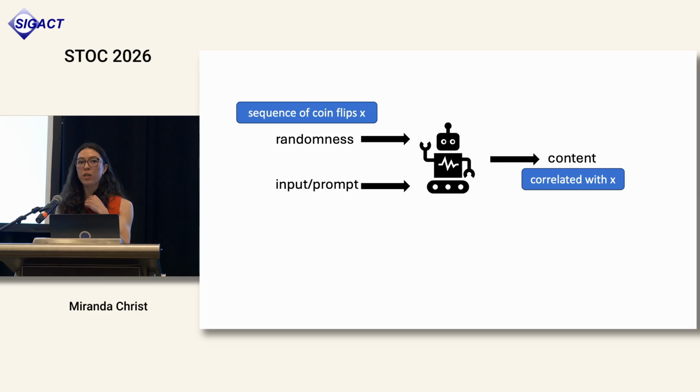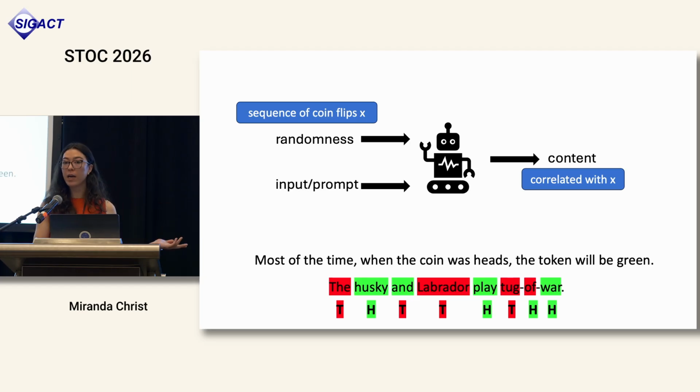And so what I've shown you is a way to think of the model as taking, in addition to its input, some random tape, the sequence of coin flips, such that the content that it samples will be correlated with the random tape. So if you looked at the sequence of coin flips, they would tell you what the colors of most of the sampled tokens are. Not perfectly, but most of the coin flips will correspond to the color of that token. So most of the time when the coin was heads, the token will actually be green. And so the coin flips are really correlated with the sequence of tokens, but don't match exactly. There are some errors that are introduced.